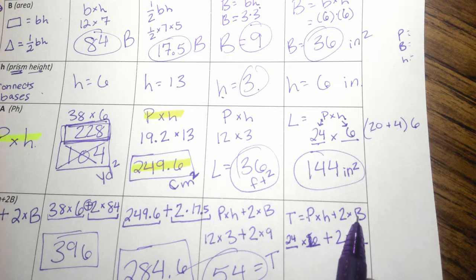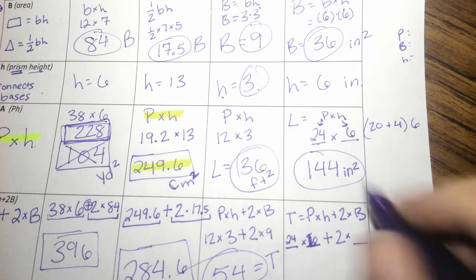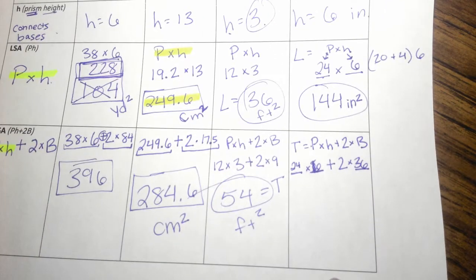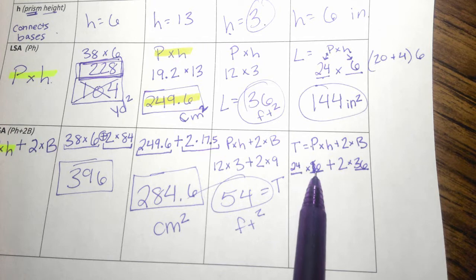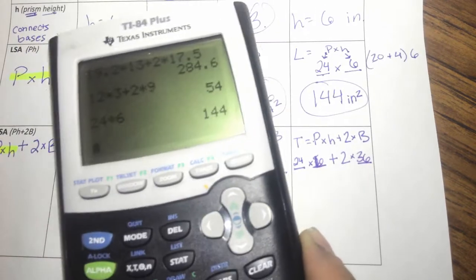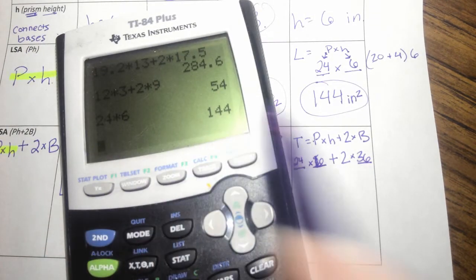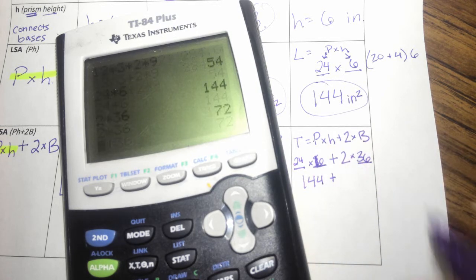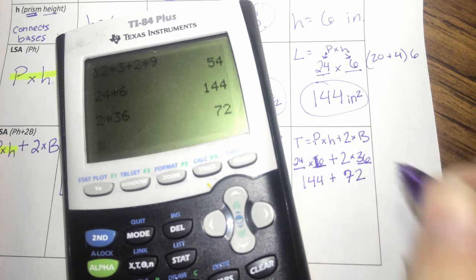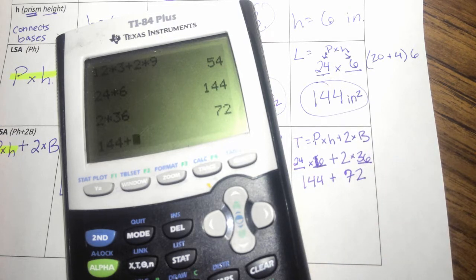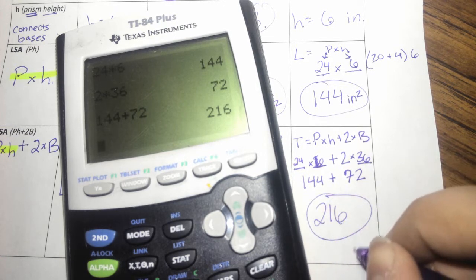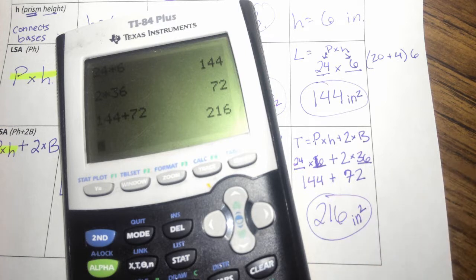And the last blank is in place of big B, which is 36. And now we've got 24 times 6 plus 2 times 36. Most of you seem to prefer saying 24 times 6 is 144, plus 2 times 36 is 72, and then adding 144 plus 72 is 216. This is 2D space because it's area, so this is inches squared.